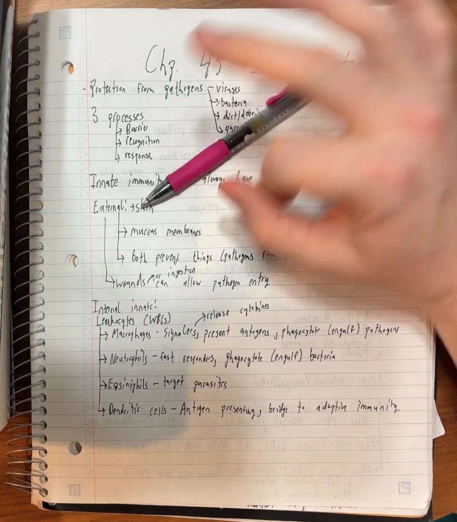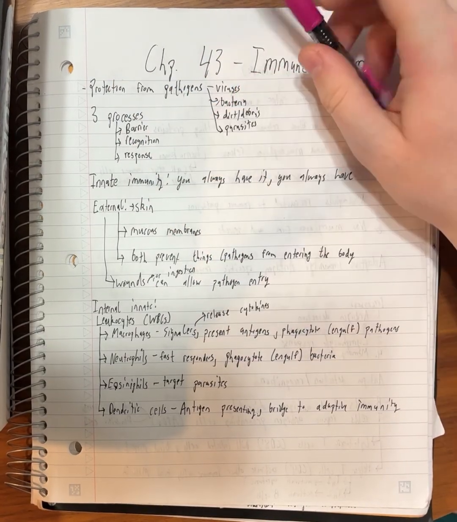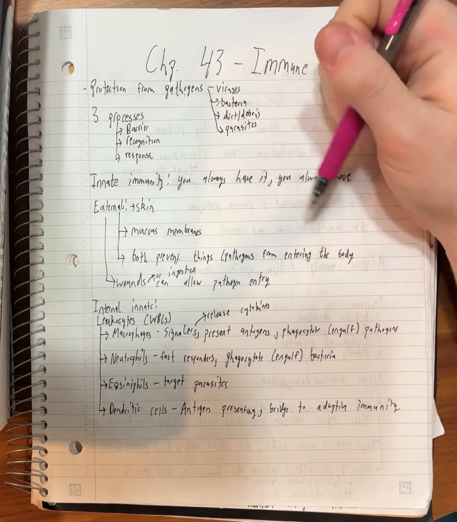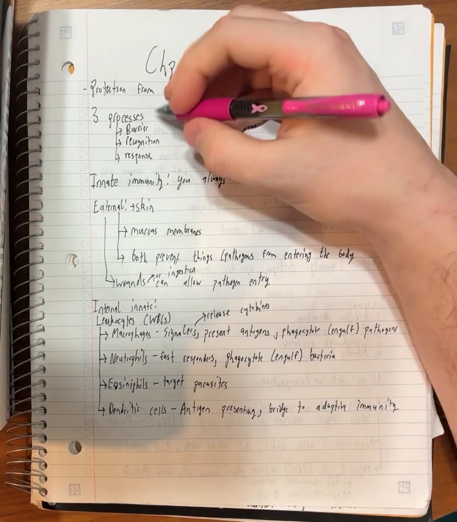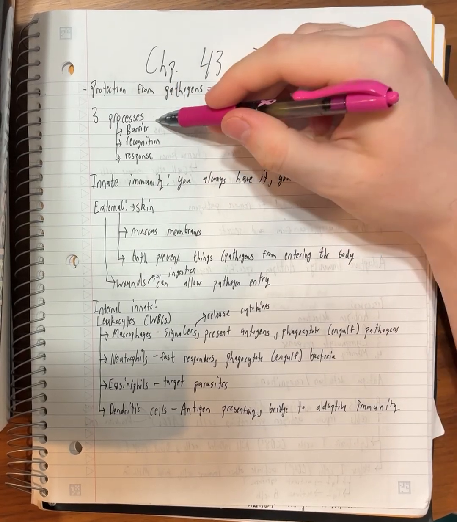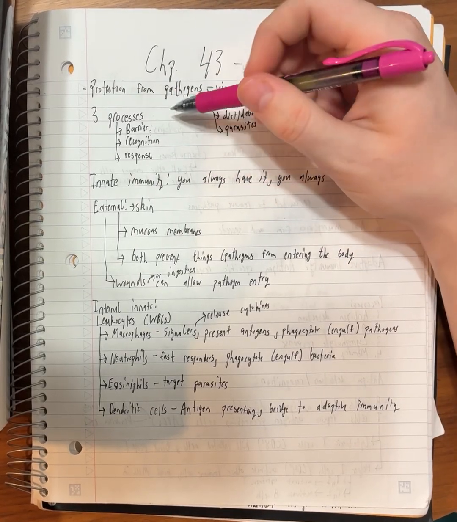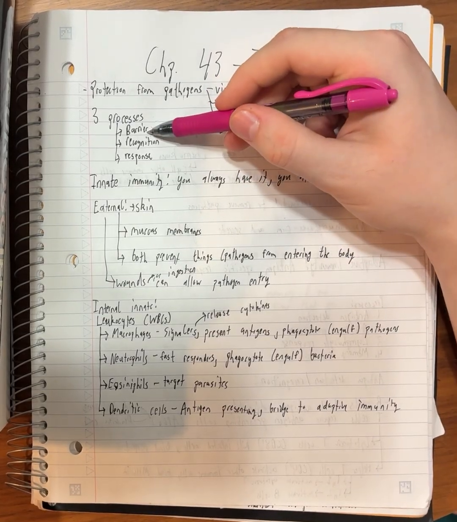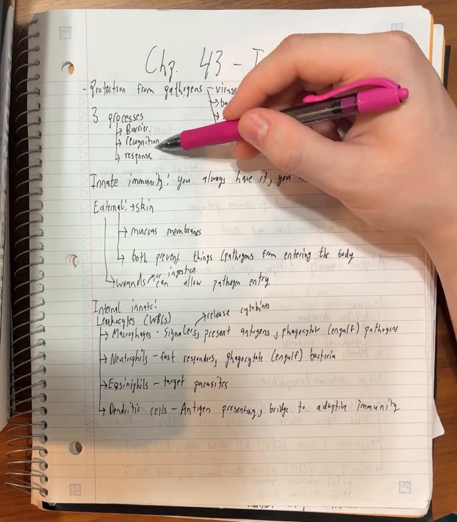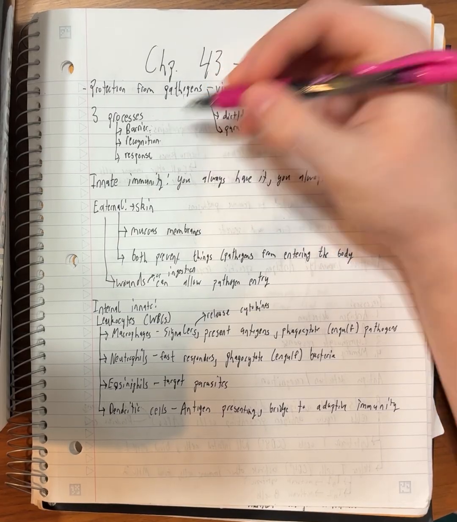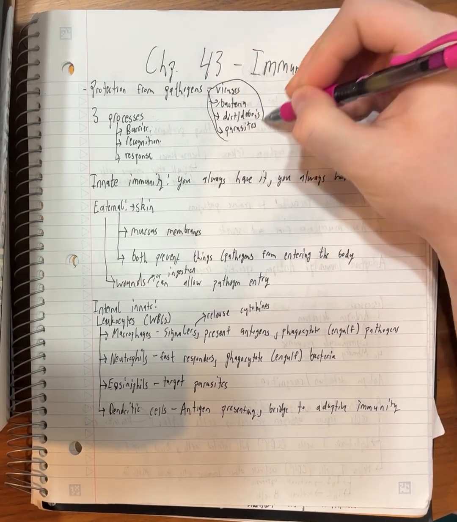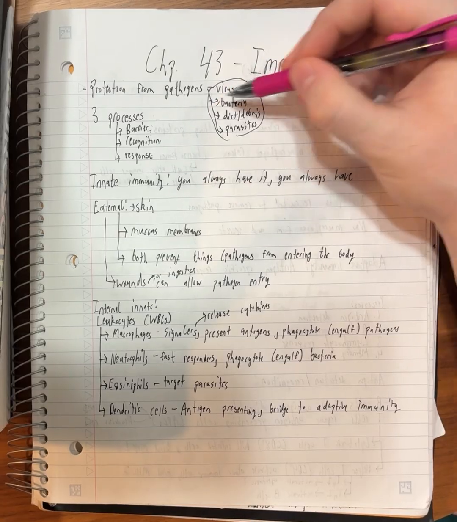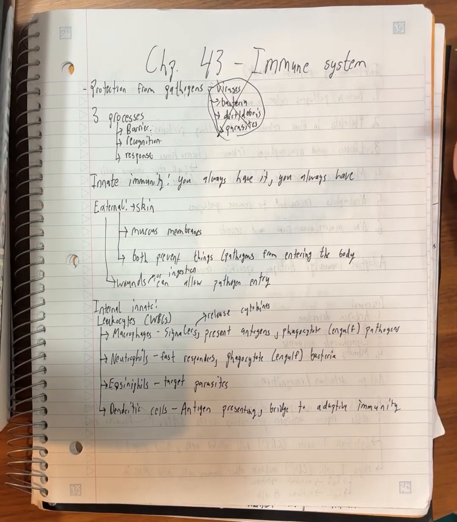And so there are three ways to help prevent this. The first way would be to create a barrier, something that's stopping pathogens from getting into your body, like your skin or your mucous membranes. And then the next two processes are recognition, which means recognizing that there is one of these things present, and then a response to hopefully destroy these things.